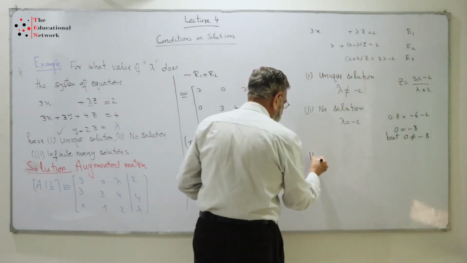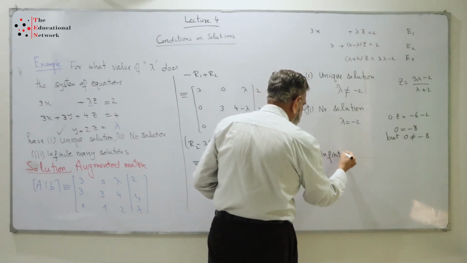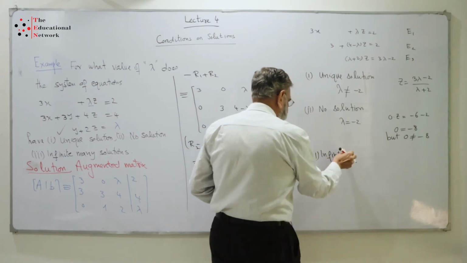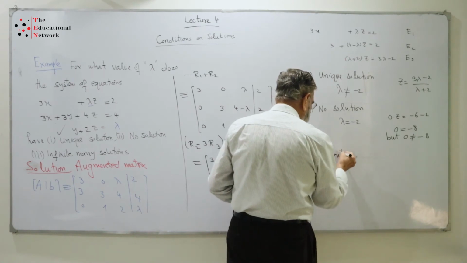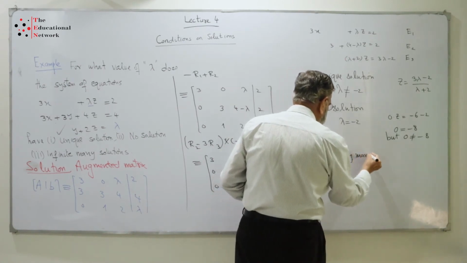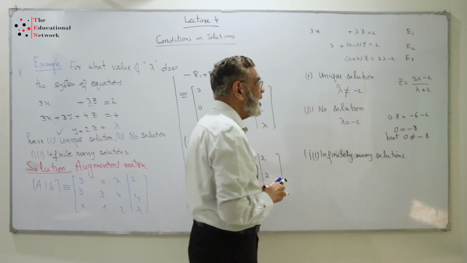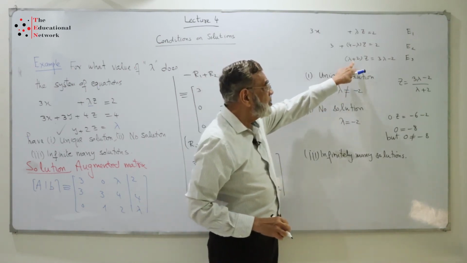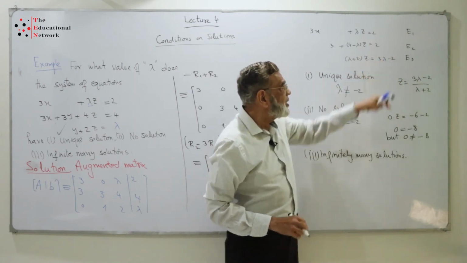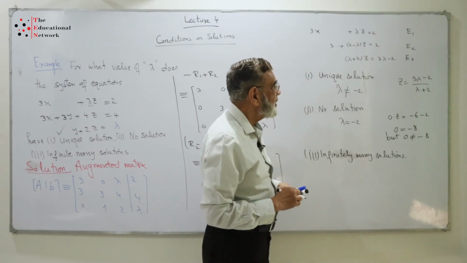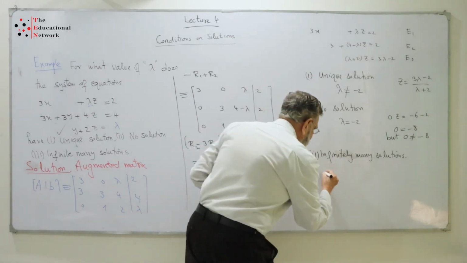Then case 3 is when it's having infinitely many solutions. For infinitely many solutions, we must have the last row equal to a row of zeros. But the last row can't be a row of zeros. When we take lambda equal to minus 2, this will be 0, but this will not be equal to 0. When we make this one 0 by taking the value of lambda as 2 by 3, then this is 0 and this will not be equal to 0, so there is no solution. So we say it does not exist.